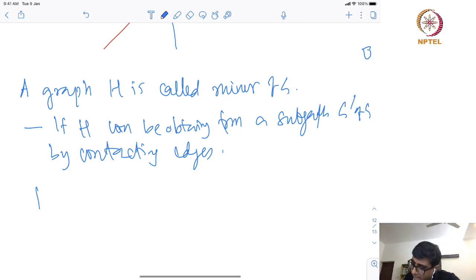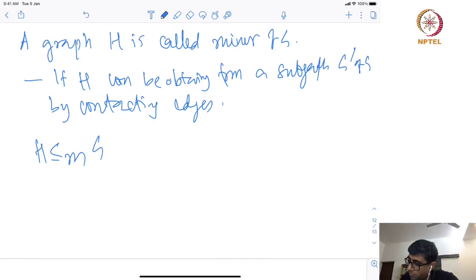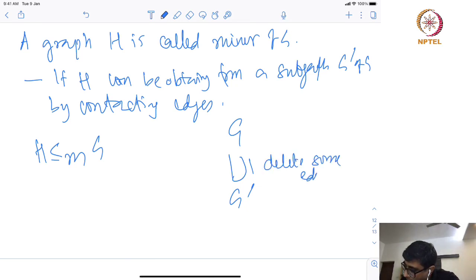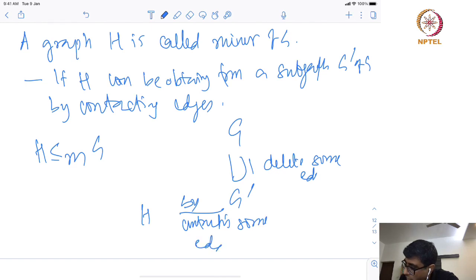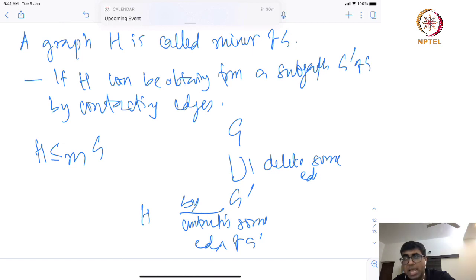So, what does this tell us? I am going to call H a minor of G if you can get H as follows. From G first you get a subgraph G prime, so basically you delete some edges. And now you should be able to get H by contracting some edges of G prime. Then I am going to call H a minor. So, a graph H is called a minor of G if H can be obtained by the following operation: you first take a subgraph of G and then you contract some set of edges.